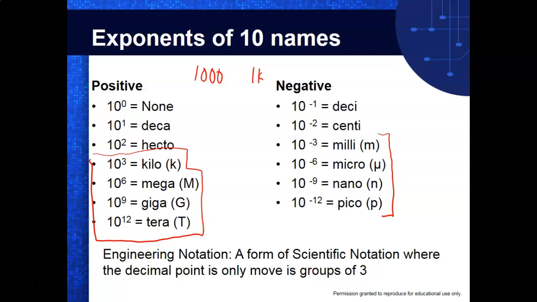So when we move in groups of 3s, it's a form of scientific notation, but we call it engineer notation. What we do is it reduces what we have to learn, for one thing, but then we'll end up with some numbers that are not exactly 1 digit. So in scientific notation, we always move till we get to 1 digit. In engineer notation, we move in groups of 3s, right?